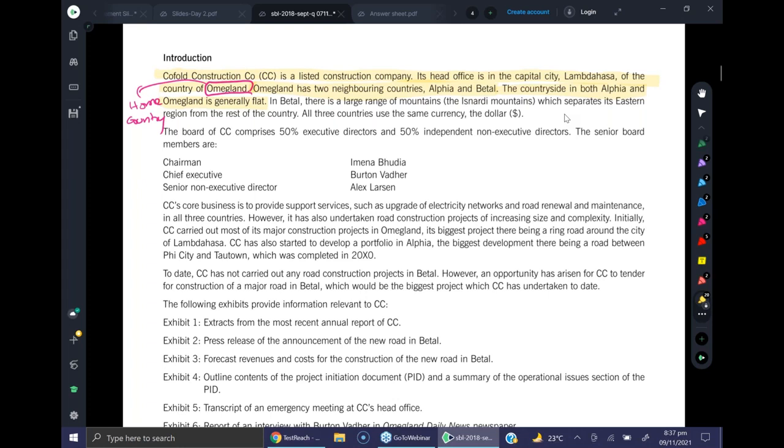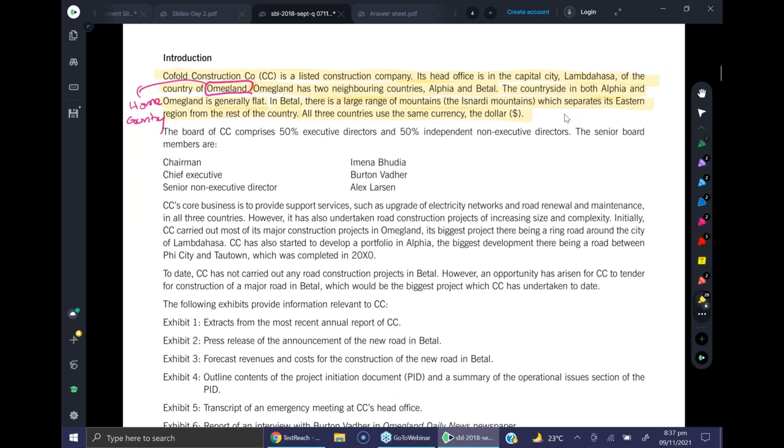In Beetle, there is a large range of mountains, the Ainerdi Mountains, which separates its eastern region from the rest of the country. All three countries use the same currency, the dollar. So they are talking about three different countries. So of course, this company must be doing its business in all three of them, maybe, right? So we'll have to find it out later.